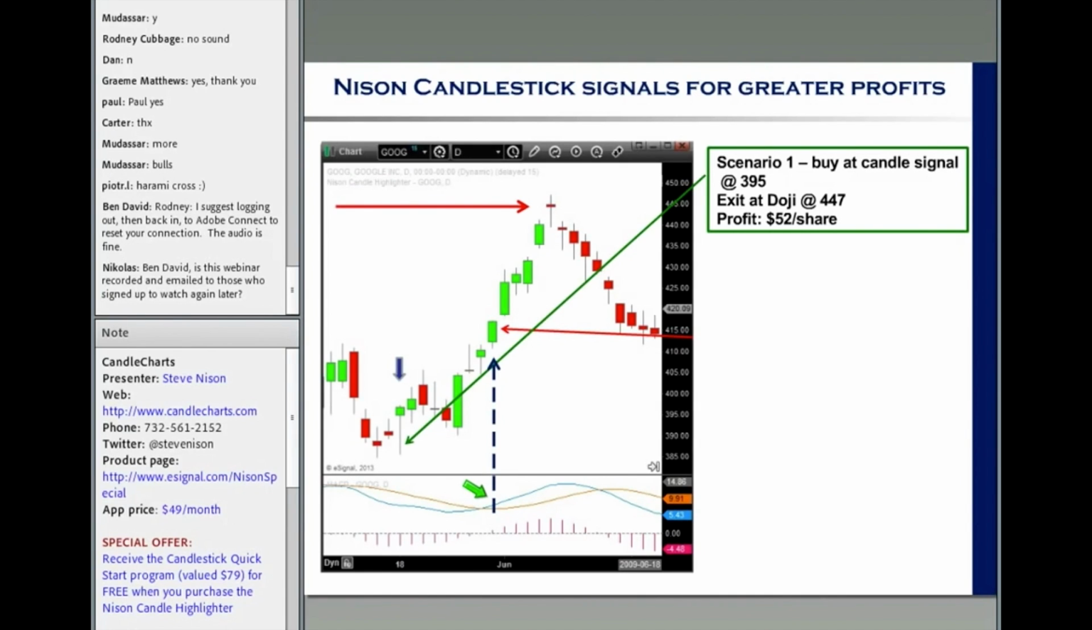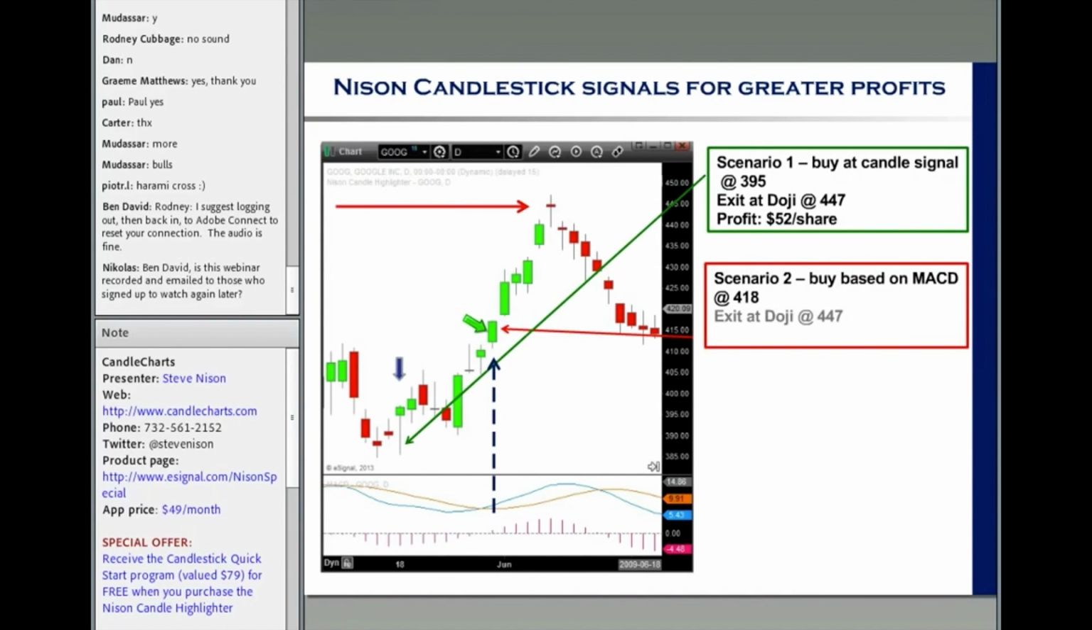And for the MACD trend to go from down to up, you know you have to have the blue line crossing above this yellow line here. You have the crossover. So you would have gotten the buy signal with the MACD over here. You know, still a nice trade. You buy in the MACD at 418. You could still use the doji to exit at 447. A nice profit, $29 a share.